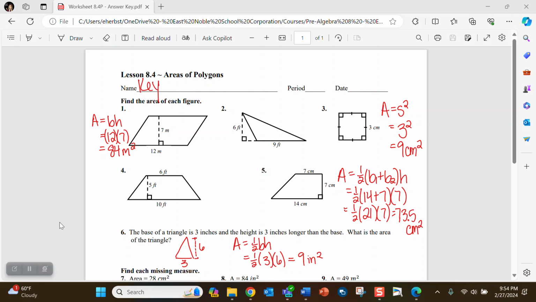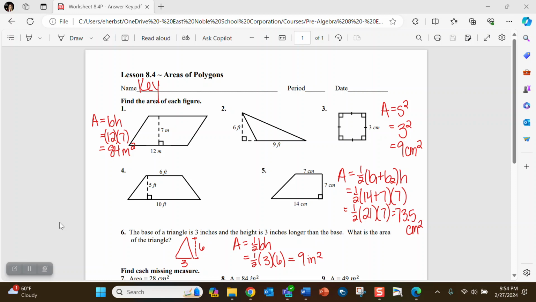Everyone, I have your homework here from last night, and I worked out most of the problems on here except about a handful, and I wanted you to just kind of check your work, your progress, to see how you did. So for number 1, I did the area of the parallelogram, base times height. 12 times 7 is 84 meters squared.